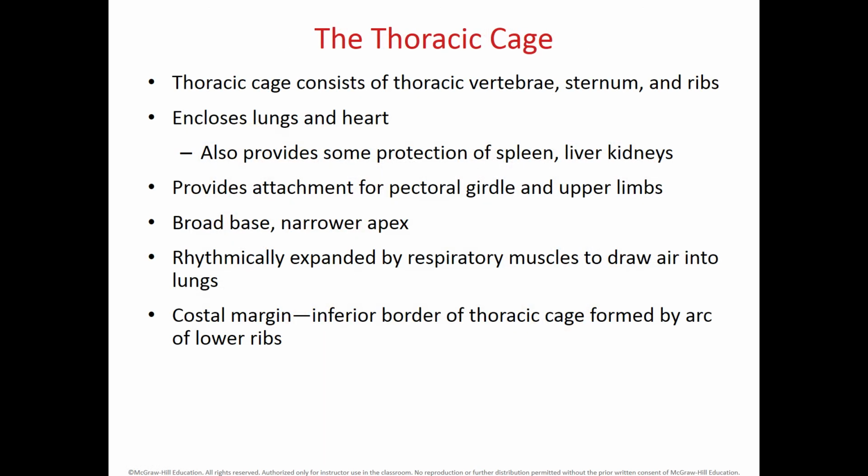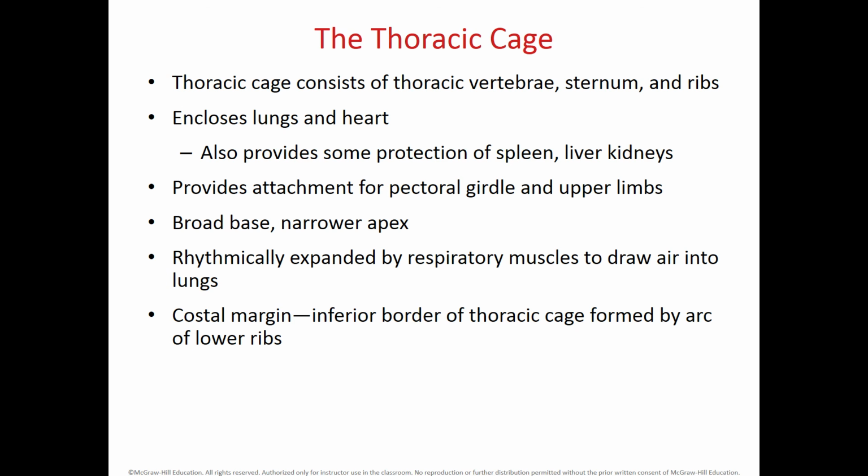Okay, the thoracic cage consists of the thoracic vertebrae, the sternum, and the ribs. It will help to protect the lungs and the heart, and also give some protection to abdominal organs like the spleen, the liver, and the kidneys. It will also help to provide attachment for the pectoral girdle and the upper limbs, and it has a broad base and a narrow apex.